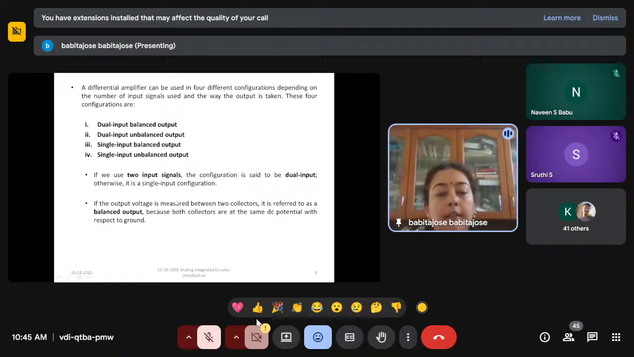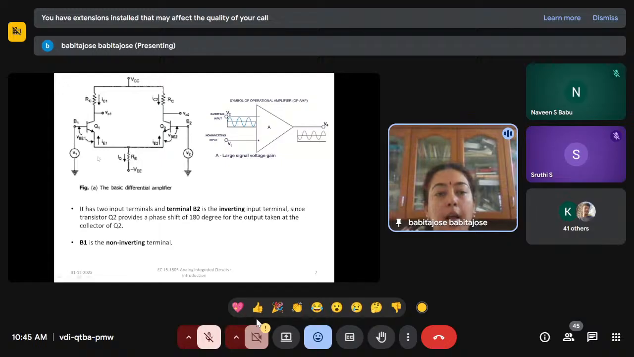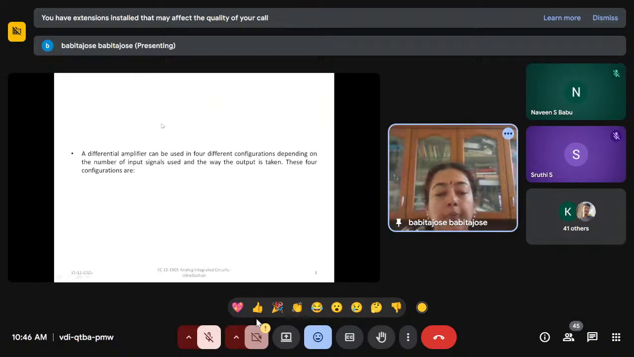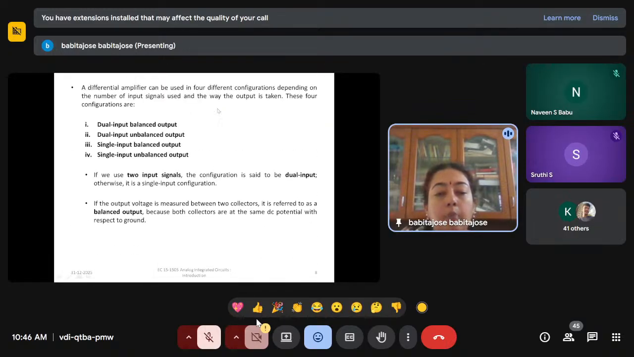Then if the output voltage is measured between the 2 collectors, it is referred to as a balanced output. That is also what we have seen in this figure, balanced, because the output is measured between the 2 collectors. That's why it is called a balanced output, because both the collectors are of the same DC potential with respect to ground. So that is what is balanced output.